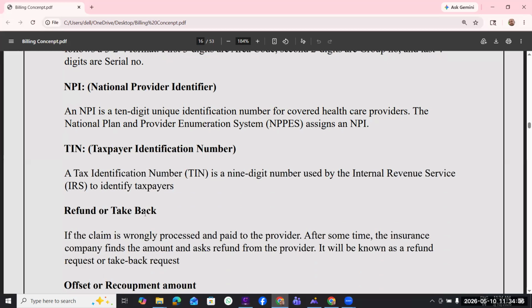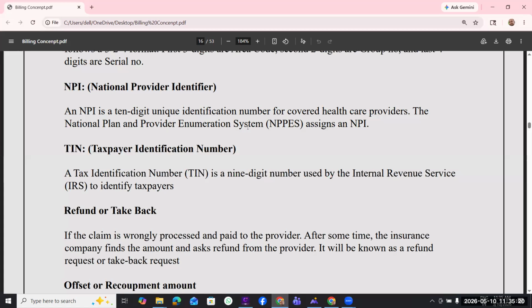NPI, National Provider Identifier. NPI is a 10-digit unique identification number for covered healthcare providers. The National Plan and Provider Enumeration System, NPPES, assigns an NPI. Generally, a physician registers in the National Plan and Provider Enumeration System, and that registration number is called the NPI, National Provider Identification Number. It will be used when we are posting the claim or EOB.